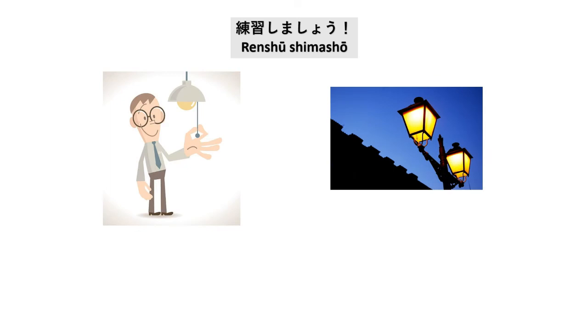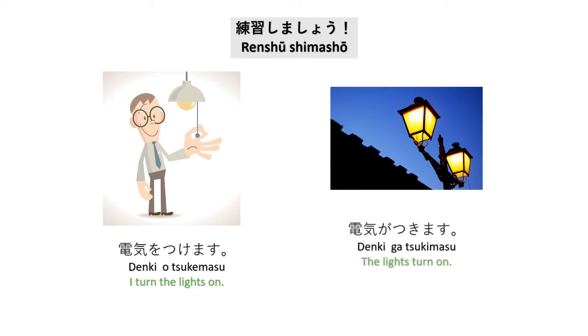So here we have, I opened the lights, or I turned on the lights. And the lights turned on. Denki o tsukemasu. I turned the lights on. Present tense. For the intransitive verb, we have denki ga tsukimasu. So it comes from tsuku. Okay.